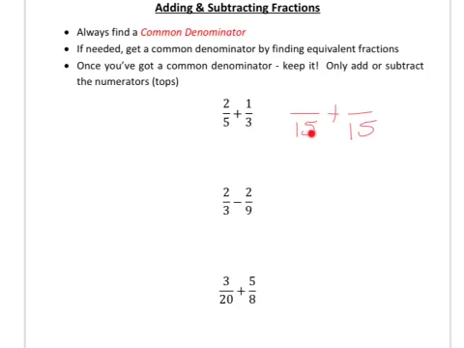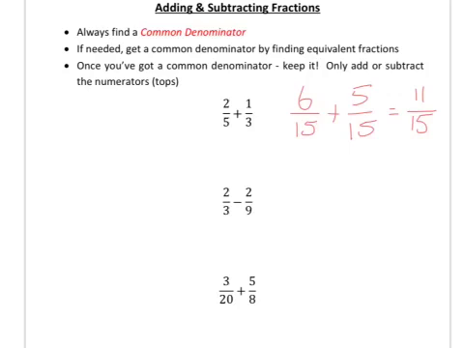What do I have to do to 5 to get 15? I multiply by 3. So whatever I do to the bottom, also do to the top. So 2 times 3 is 6. Looking at the other fraction, 3 times what gives 15? Well, 3 5s are 15. So whatever I do to the bottom, I do to the top. And so 1 times 5 is 5. And now we have a common denominator, so we can add them together. The denominator always stays the same. So 15 stays as 15. But on the top, 6 plus 5 is 11.